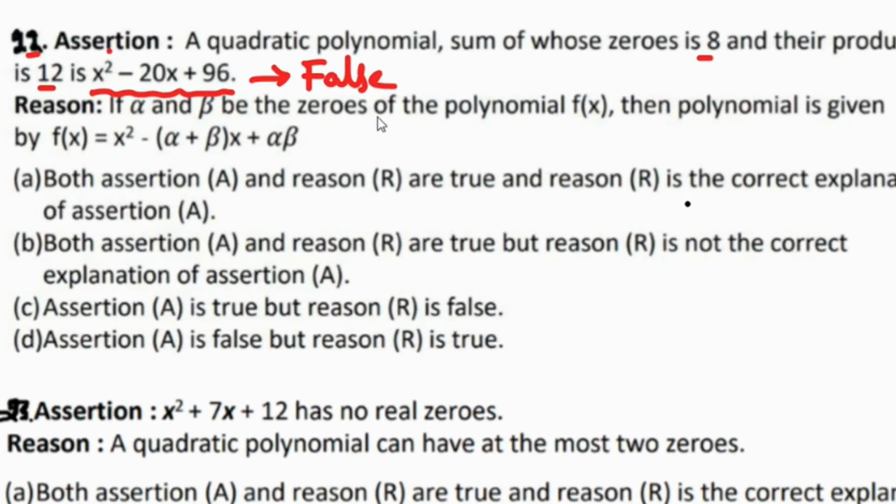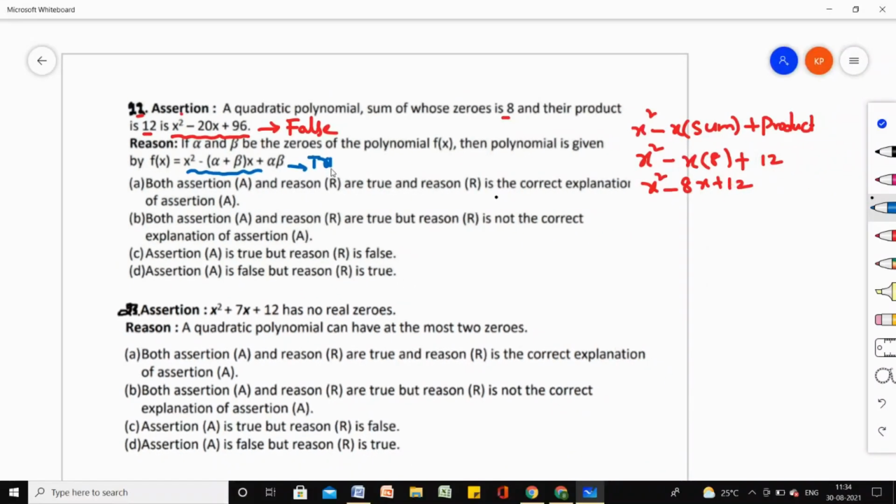If alpha and beta are the zeros of the polynomial, then the polynomial is given by x square minus (alpha plus beta) into x plus alpha beta. That is, x square minus x into the sum of roots plus the product of roots, where alpha and beta are the zeros of the polynomial. So the reason is a true statement. So the correct option is D. Assertion is false and reason is true.